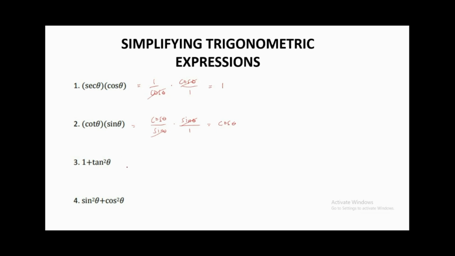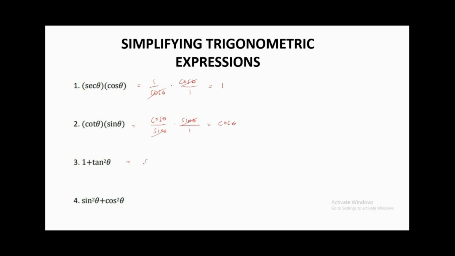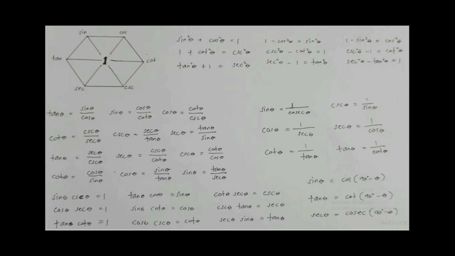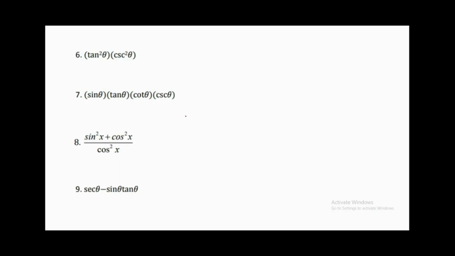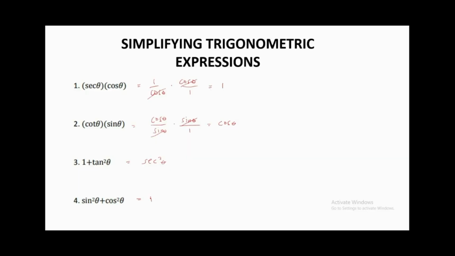How about 1 plus tangent squared theta? Based on our identity, tangent squared theta plus 1 is equal to secant squared theta. So the simplest form here is secant squared theta. Number 4, we have sine squared theta plus cosine squared theta. Take note, this is an identity also, and that will be equivalent to 1. So this is equal to 1.